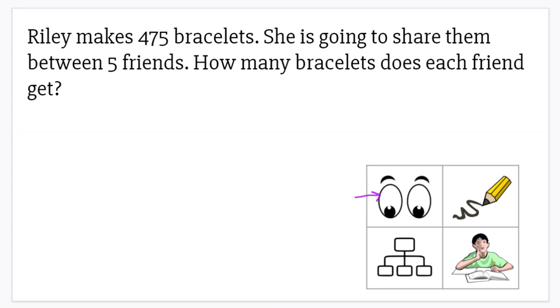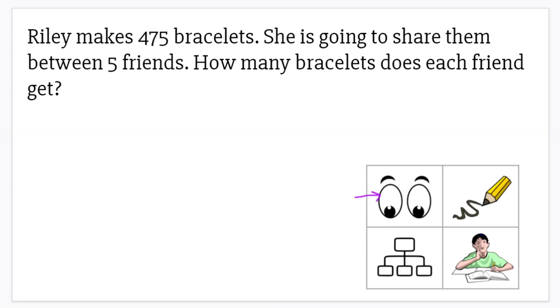My problem says, Riley makes 475 bracelets. She is going to share them between 5 friends. How many bracelets does each friend get? That's 1. Now I'm going to read it again. Riley makes 475 bracelets. She is going to share them between 5 friends. How many bracelets does each friend get?